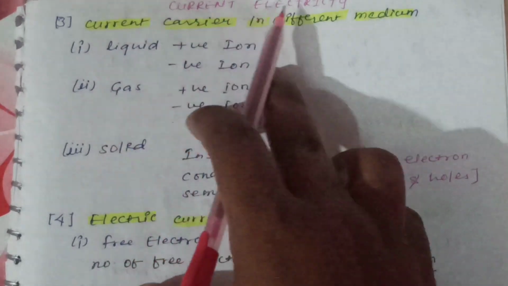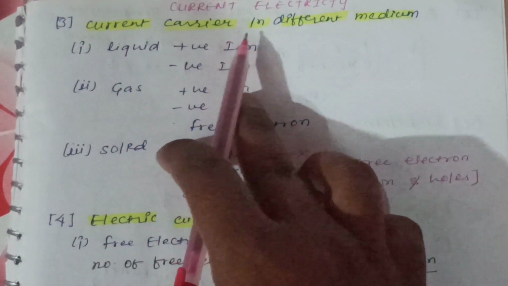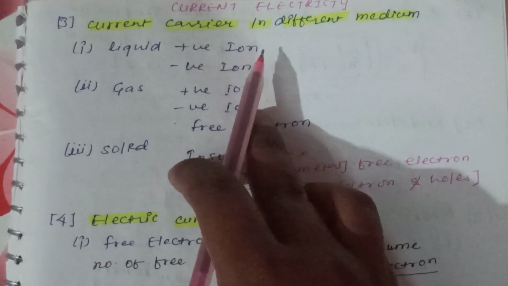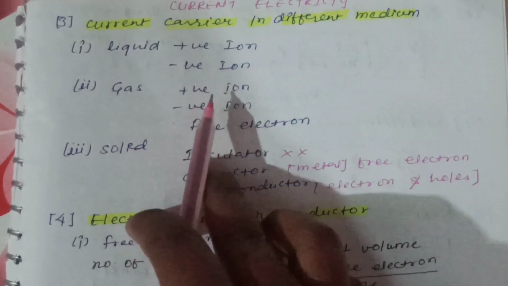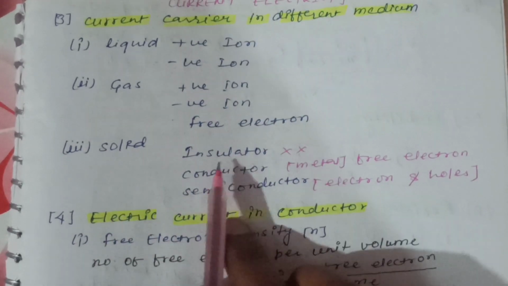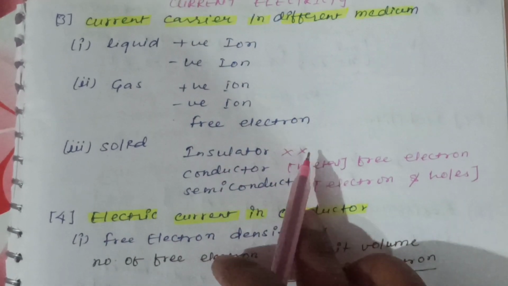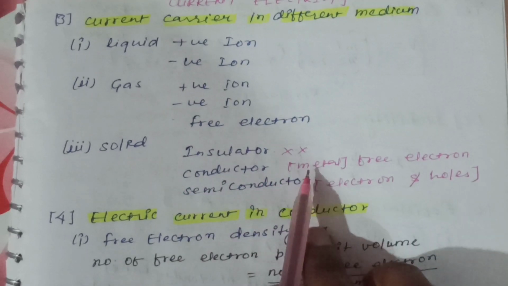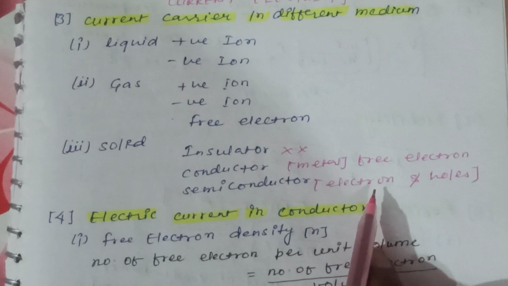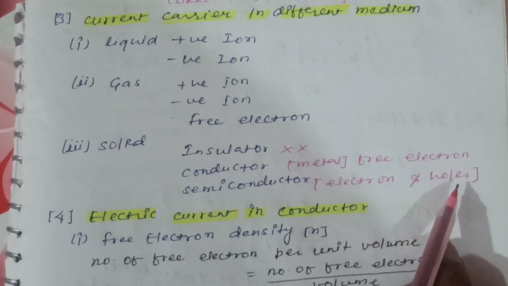Now, electric current carriers in different media. Liquid: positive ions and negative ions. Gas: positive ions, negative ions, and free electrons. Solid: an insulator is not current carrying; a conductor, a metal, has free electrons; a semiconductor has electrons and holes.